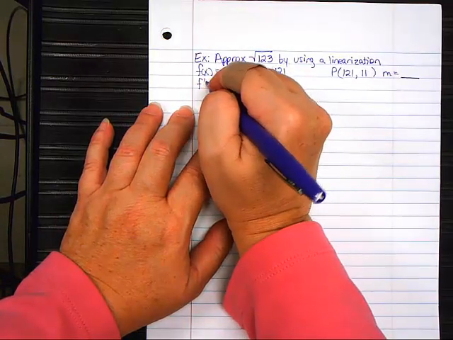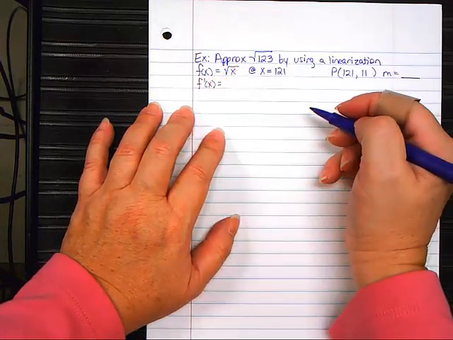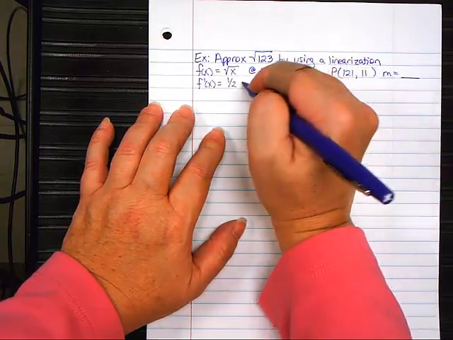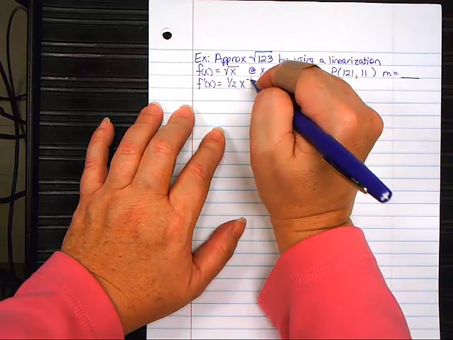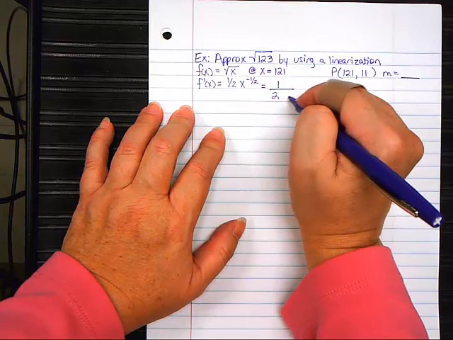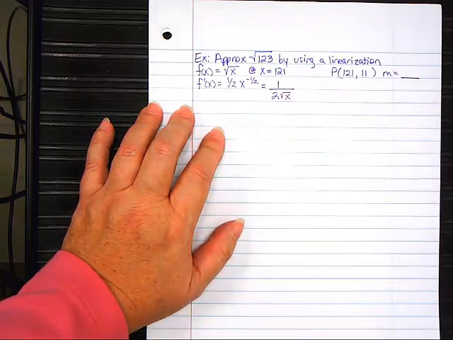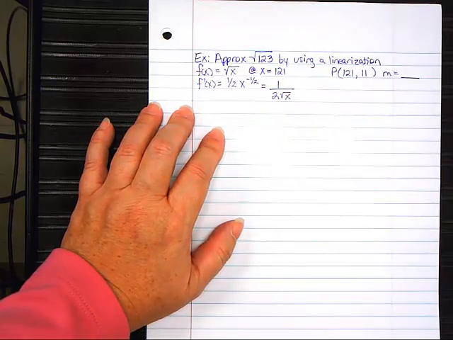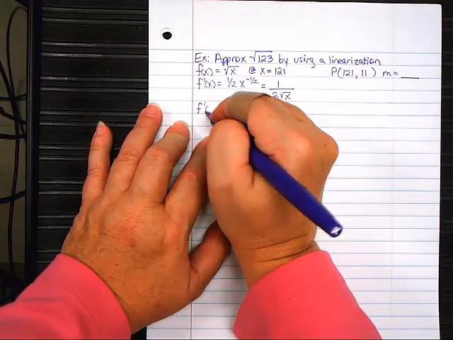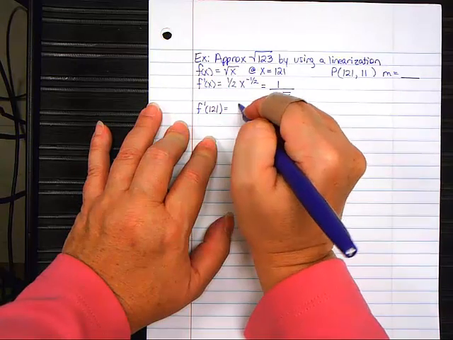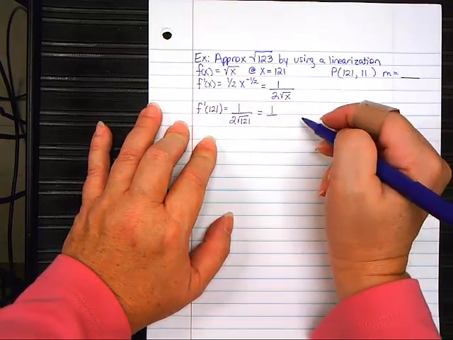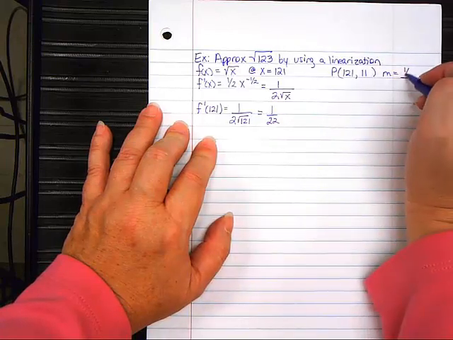So f prime of x equals. You can almost now take the derivative of square roots in your sleep, can't you? 1/2 x to the negative 1/2, which means you have 1 over 2 square root of x. Do you agree with that? Okay. Now, plug in 121. F prime of 121 would be 1 over 2 square root of 121, which would be 1 over 22. That's your slope.